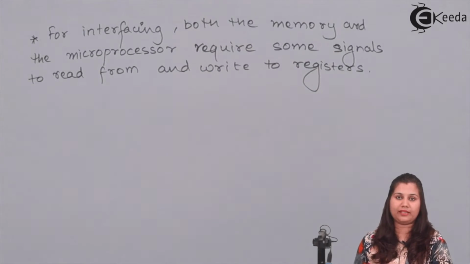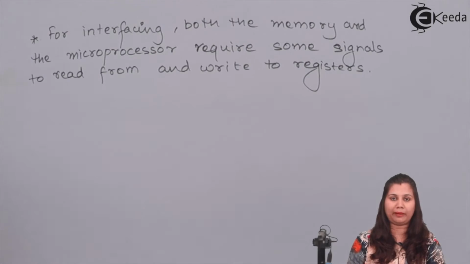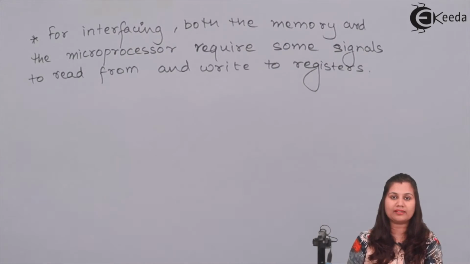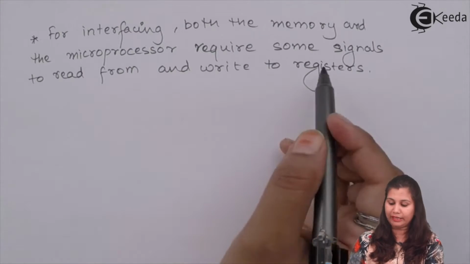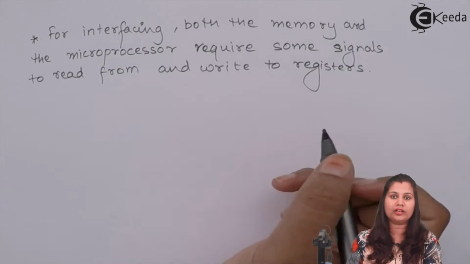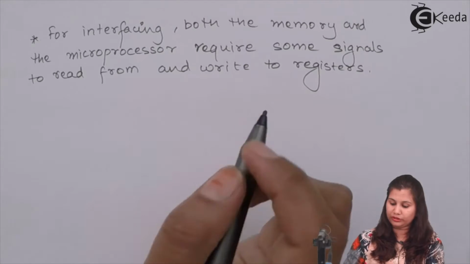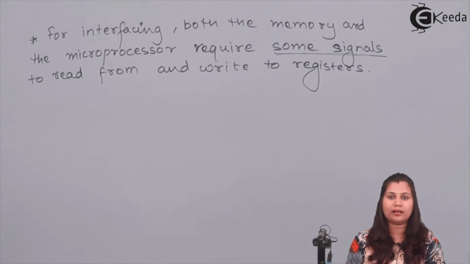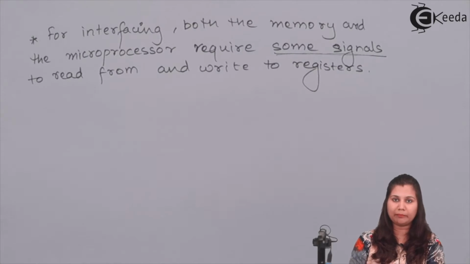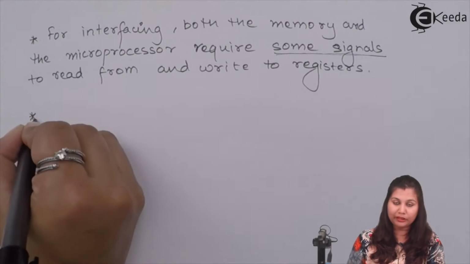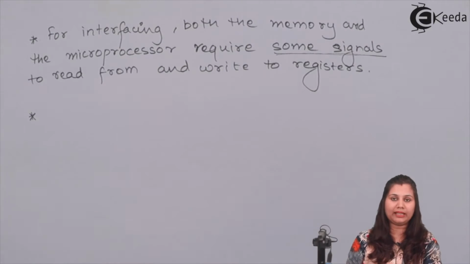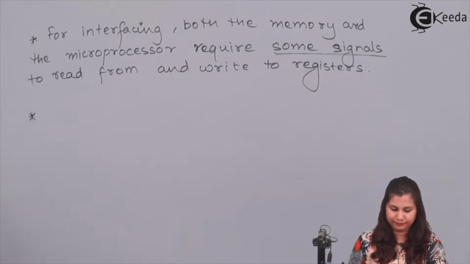For the communication between the microprocessor and the memory, both of them require some signals so that they can read and write into the registers. These signals allow the communication between the microprocessor and memory. So our first requirement of an interfacing circuit is the signals of the memory and the microprocessor.